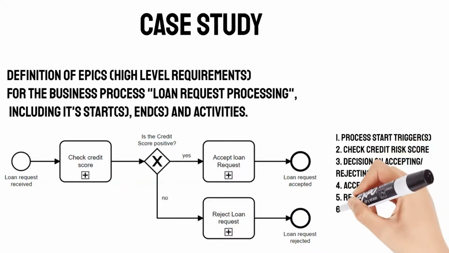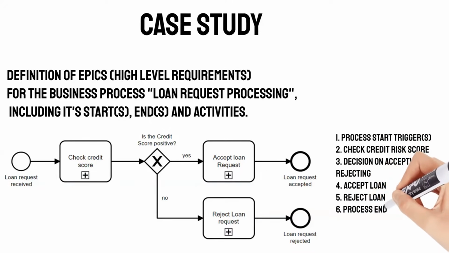How does it look like? Which systems are involved? Who is involved? And so going furthermore on the decision on accepting, rejecting a flow, and also how does it look like to accept a loan? How does it look like to reject a loan? Which actors and which systems are involved?